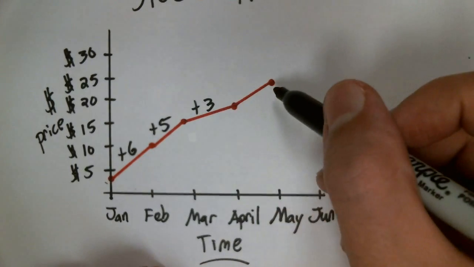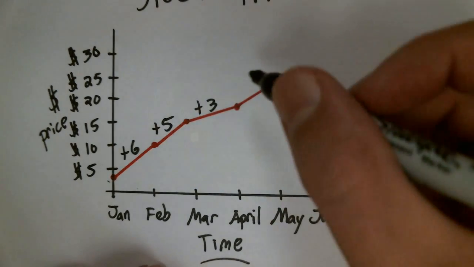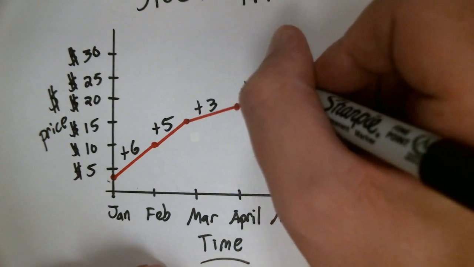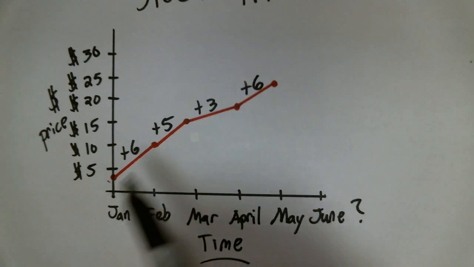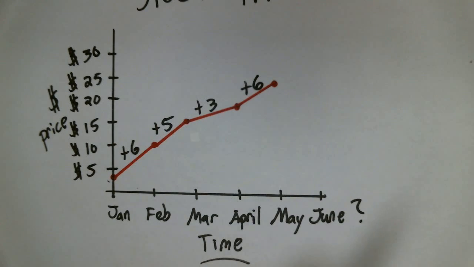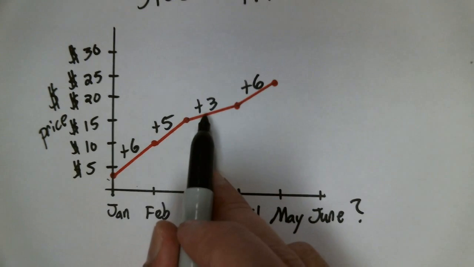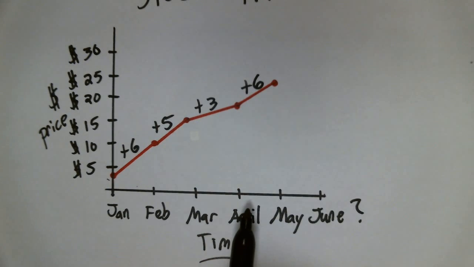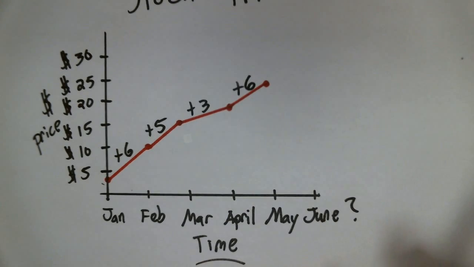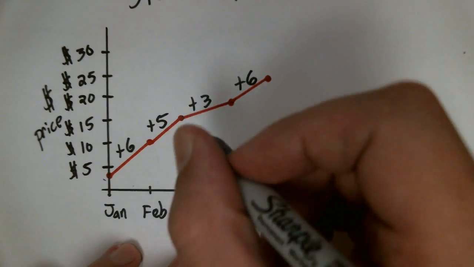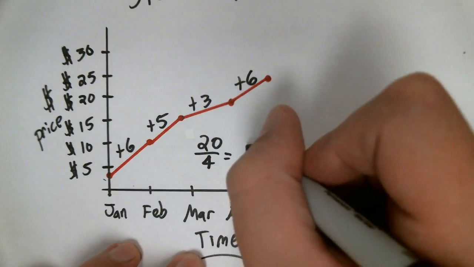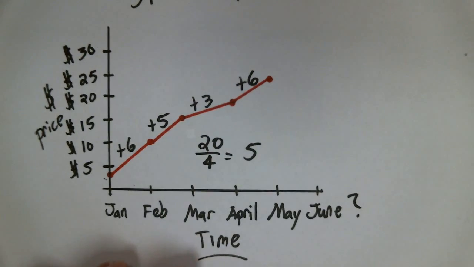And then from April to May, it's going steep again. I'm going from 18 up to, looks like about 24. So that's about plus six. So if I were to take the average of all of these, okay, six plus five, that's 11, plus three is 14, plus six is 20, divided by 4 months. On average, how much is the stock rising per month? Well, 20 divided by four is five. So on average, I would say this stock is going up by about $5 a share.